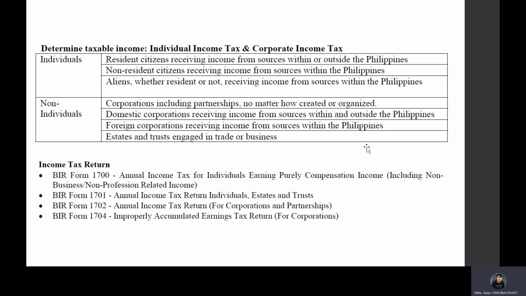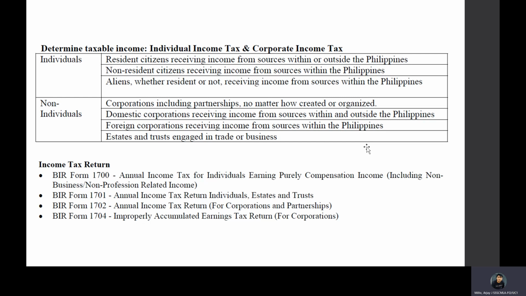So for annual income tax for individuals earning purely compensation income, so ito yung mga non-business or non-professional related income, that's BIR Form 1700. And then for annual income tax return in individuals, estates, and trusts, yung 1701. And then BIR Form 1702 naman for non-individuals, so for corporations and partnerships. And then BIR Form 1704 for improperly accumulated earnings tax return. This is only applicable for corporations. So please remember these for income tax return.